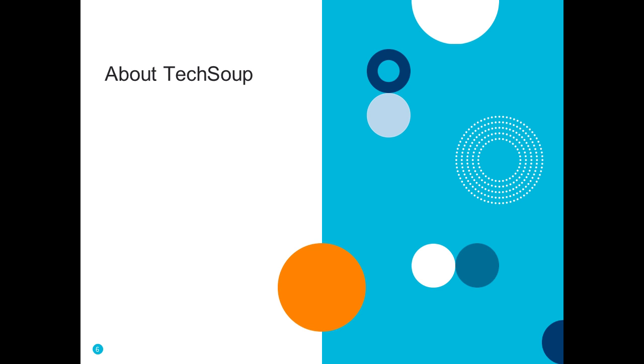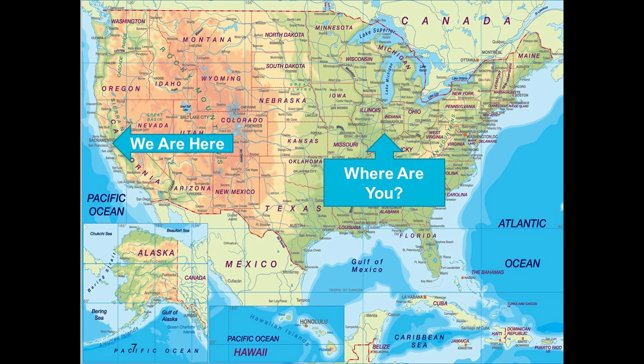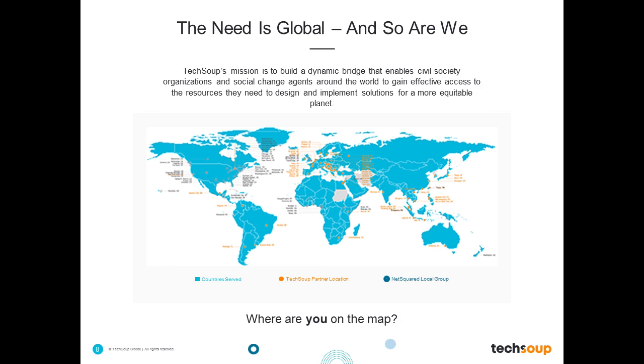So before we start with the meat of the presentation, I want to just highlight a couple of things about TechSoup for those who may not be familiar. We are located here in our San Francisco headquarters, so feel free to chat in to let us know where you're at. Even though we're in San Francisco, we are also all around the world in every place that's blue on this map, providing technology donations, educational resources, and more to nonprofits, libraries, and social sector around the world.